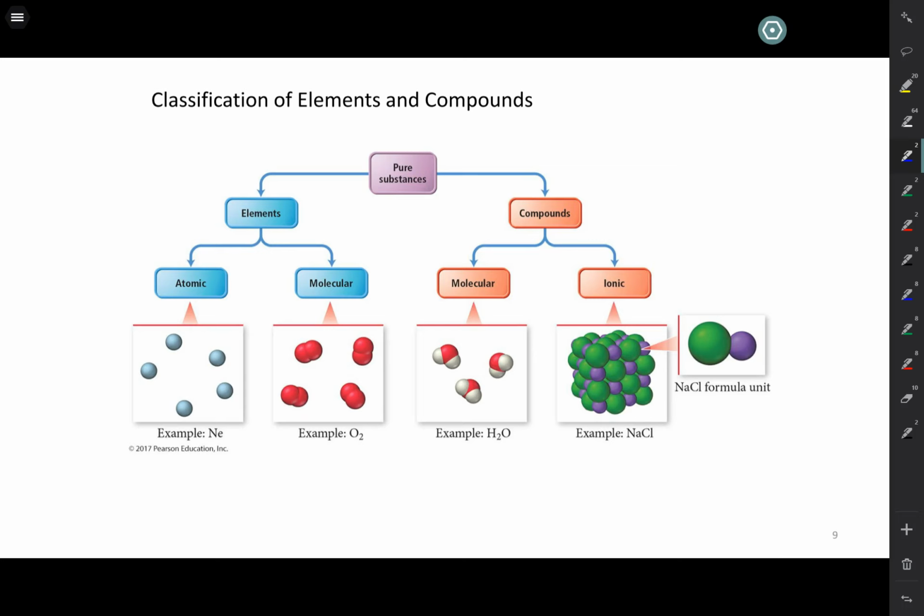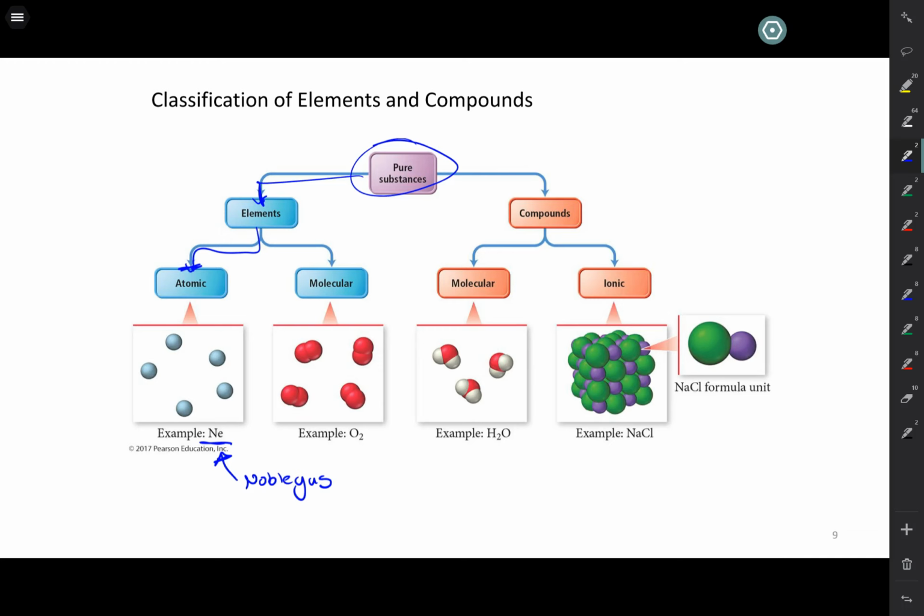This chart is similar to a flowchart we've seen before in this class. We have pure substances, and these can be elements. Those elements can just be atomic. A good example is neon, because this is a noble gas, and because neon has an octet, it is stable by itself.